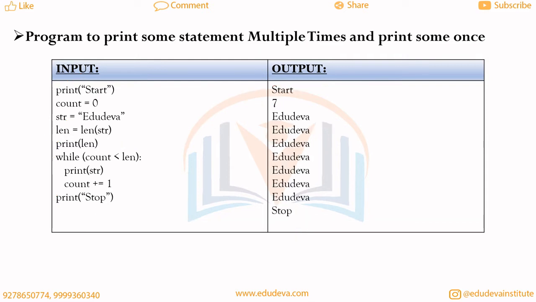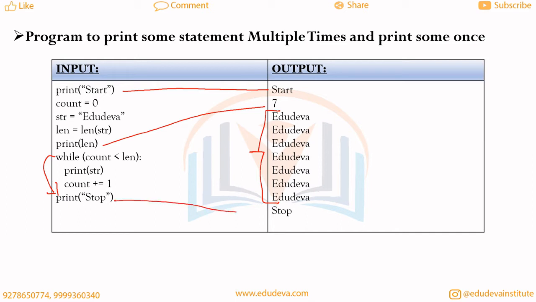Let's revise the code. In the first line we have printed the value of star. After that we have printed the value of length, and then we have printed the value of string str, which is edudeva, for 7 times, because for 7 times the condition of while loop is true, and after that the condition of while loop comes to be false. And when the condition of while loop comes to false, we will just come out of the while loop, and after the while loop we are supposed to print stop at the end.